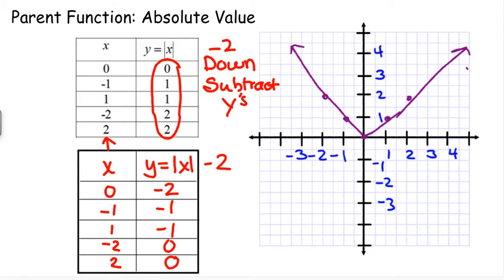We'll have our new function. So left 0, down 2, left 1, down 1, right 1, down 1, left 2, up 0, right 2, up 0. Now here is our new function with the transformation, and it's shifting down 2 units. And this is how you can take your parent functions and add or subtract outside the function to move it up or down.